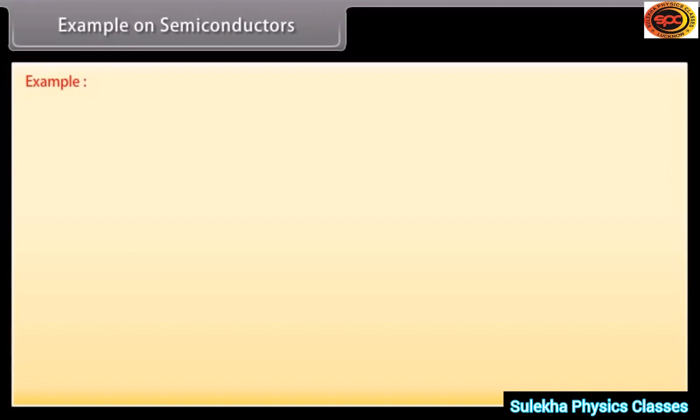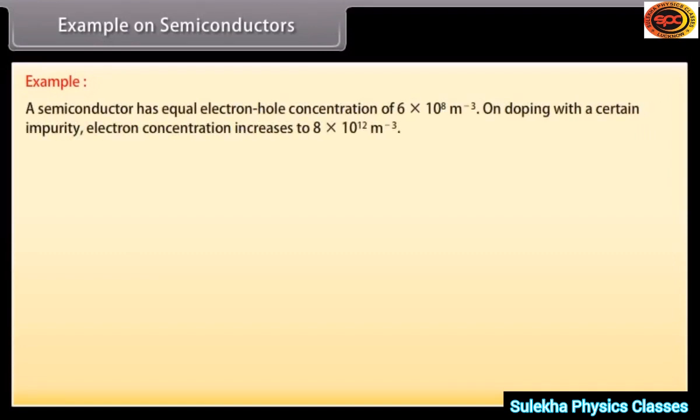Example on semiconductors. Let's take an example on semiconductors. A semiconductor has equal electron hole concentration of 6 × 10^8 per meter cube. On doping with a certain impurity, electron concentration increases to 8 × 10^12 per meter cube.